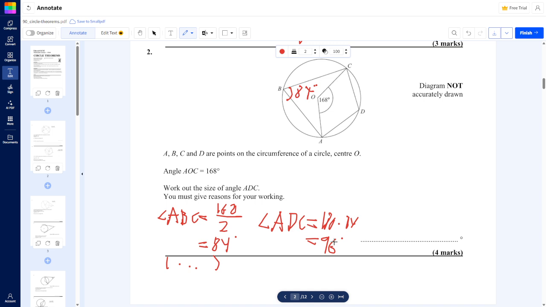I apologize for this really bad writing. I don't even think it's a tablet. I think this is software, but whatever. Here we have 96 degrees. This is because opposite angles in a cyclic quadrilateral add to 180 degrees. So yeah.